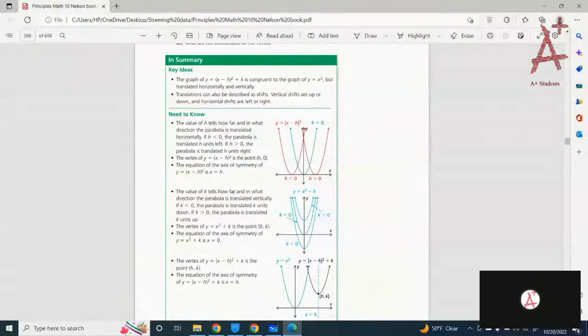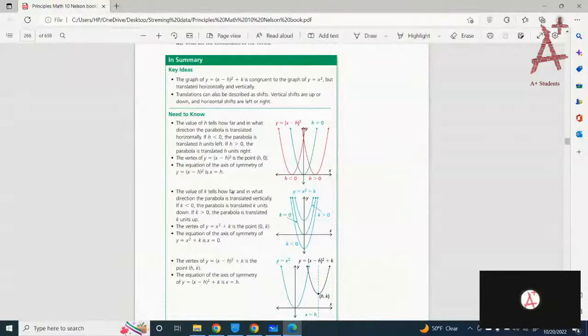Okay. Translations can be described as shifts. Vertical shifts are up or down, and horizontal shifts are left or right. So whenever we have to describe the transformations, they can be described as shifts. If they are vertical, that means they are up or down, and if they are horizontal, that means they are left or right. Got it?